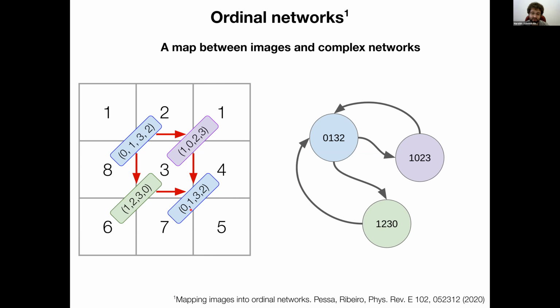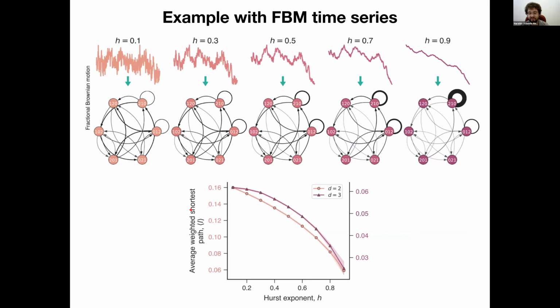To illustrate, let's once again use the fractional Brownian motion. In this case, I'm using fractional Brownian motion time series. These are some samples of this process and their corresponding ordinal network representations. As you can see, the ordinal network somehow captures features that we see in the time series. For instance, in this case, we have a very clear downward trend for this particular value of the Hurst exponent in this particular realization of the fractional Brownian motion.